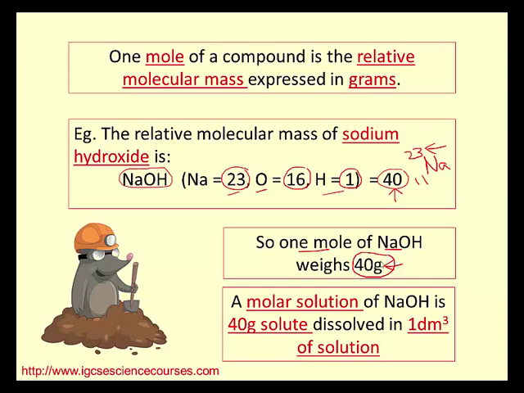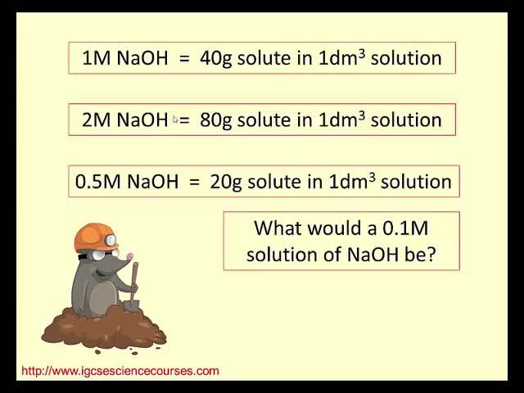Very easy. If we want a molar solution, we just dissolve 40 grams in 1 litre, and that gives us a molar solution. Let's look at some examples. We know that a 1 molar solution is 40 grams in 1 litre. So if you want 2 molar, you're simply doubling it, so it's 80 grams. And if you want 0.5 molar, you're simply halving it, 20 grams. So have a go yourself now. What would be a 0.1 molar solution? How much solid would you dissolve?